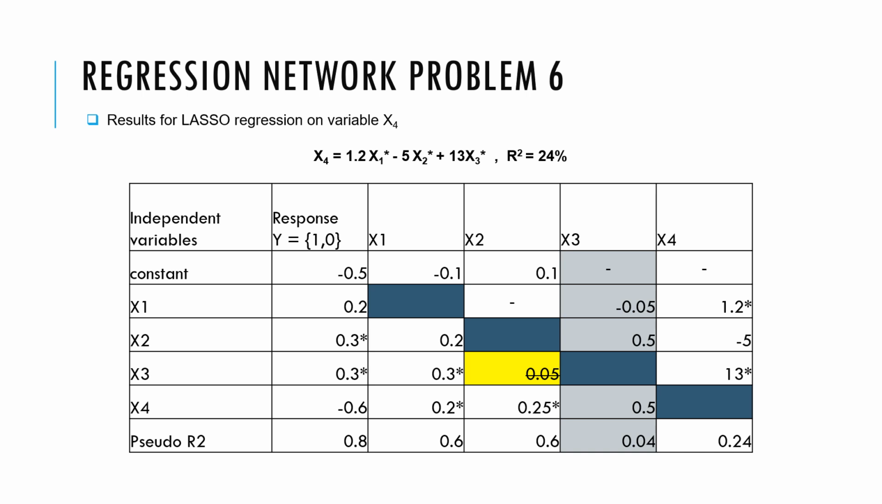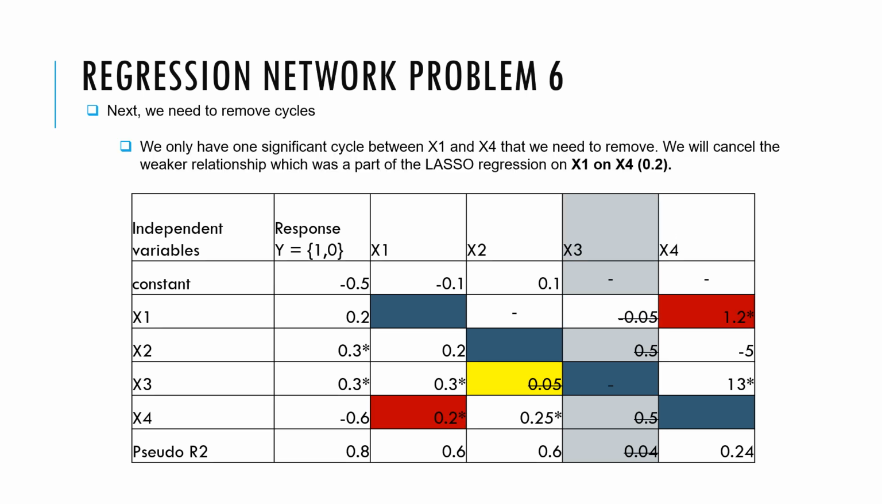And we have those mapped out, x4 mapped to x1, x4 to x2, which is -5, x4 to x3, which is 13, again, statistically significant, and our pseudo R squared is 0.24. I've highlighted in teal blue that the direct causes of x4 are x1 and x3, so we need to note those moving forward. The next, our very important next step is to remove cycles.